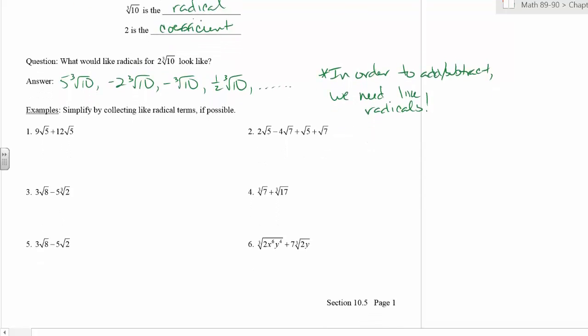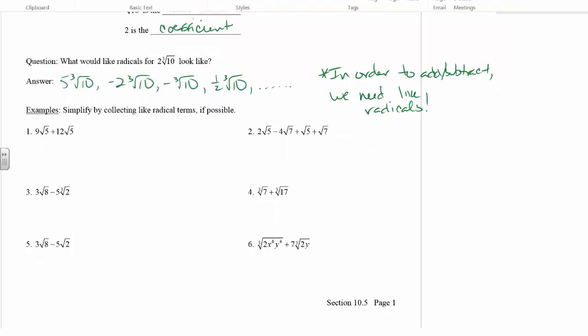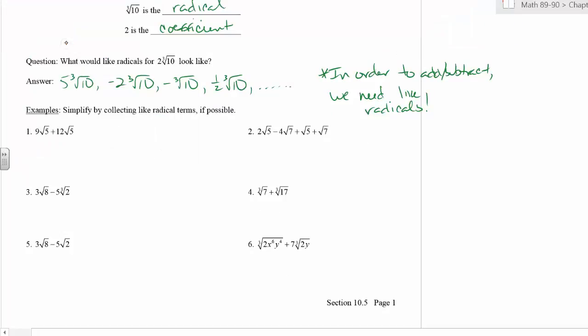Number 1, we have 9 square roots of 5 plus 12 square roots of 5. So how many square roots of 5 do we end up with? Well, you just add the 9 and the 12, and so we end up with 21 square roots of 5.